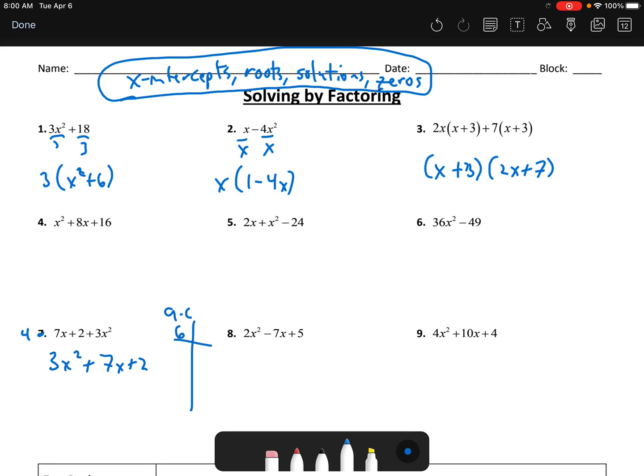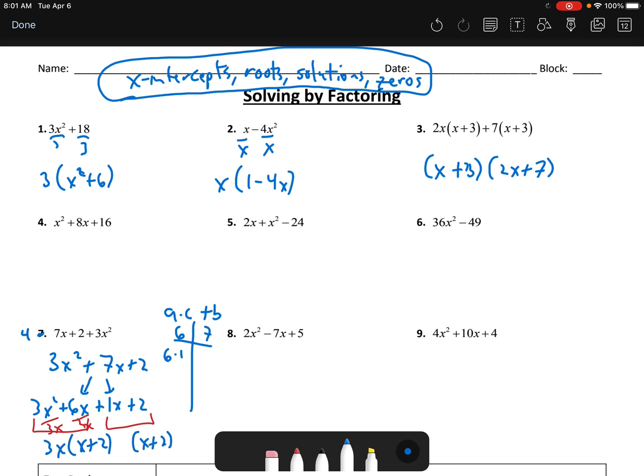These are all review. A is not 1. So we're going to take A times C, got to add up to B. That's 6 times 1. So it's going to split into 6x plus 1x. Again, this is all review. I encourage you to do these on your own and then check them. Come back and check and make sure you did it right. I think that's x plus 2, and then 2 divided by 2 is 1. So that's going to be 3x plus 1 and x plus 2.